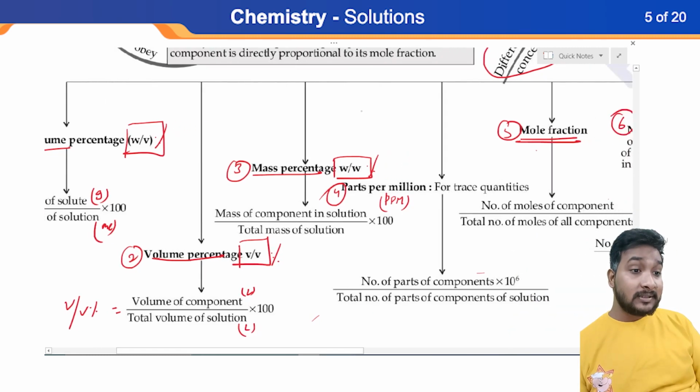Similarly, mass percentage, so W by W percentage, solute and solution both must be in terms of weight. So mass of component in grams and total mass of solution in grams, into 100. Okay. Now parts per million.